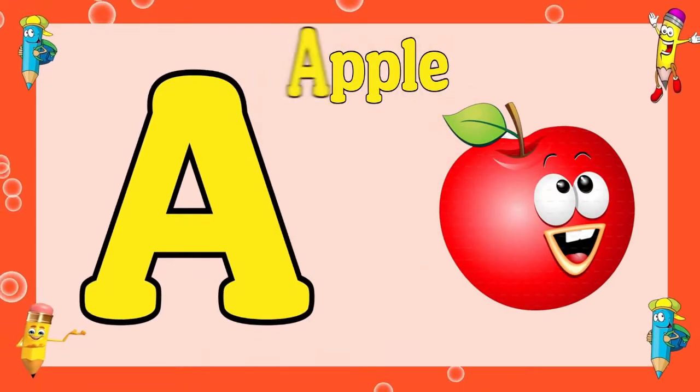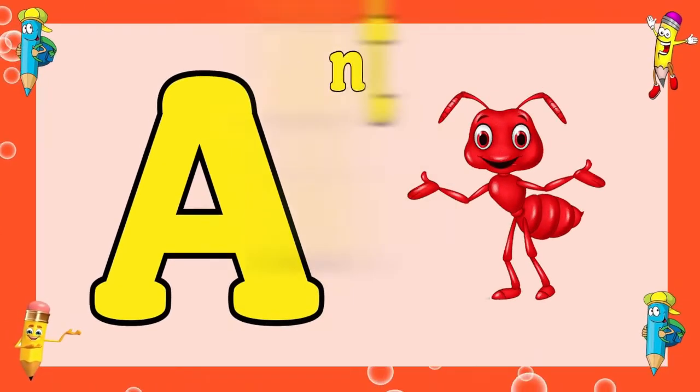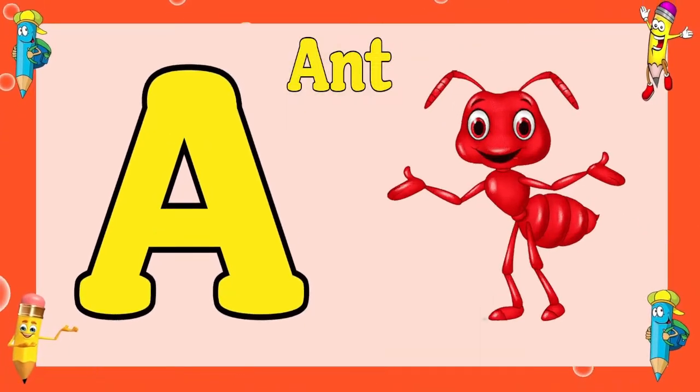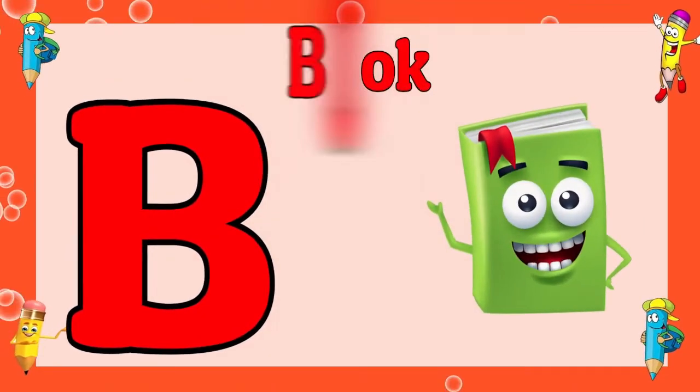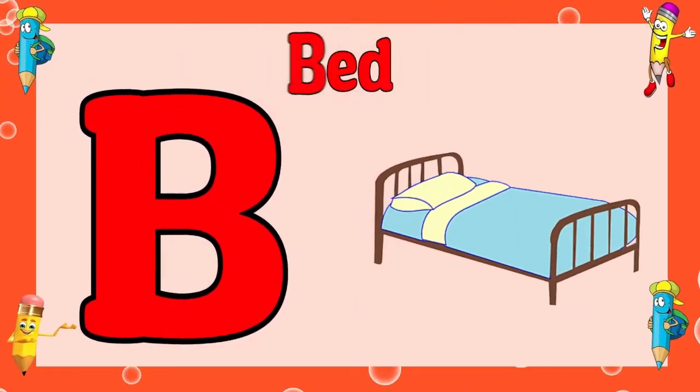A is for apple, apple. A is for ant, ant. B is for book, book. B is for bed, bed.